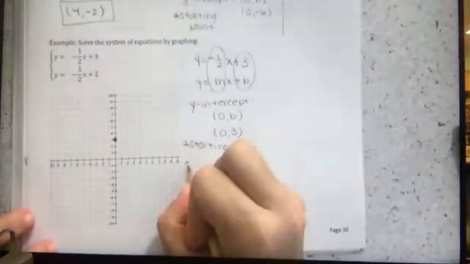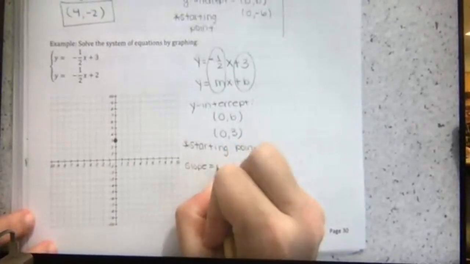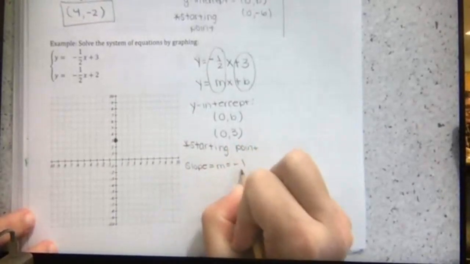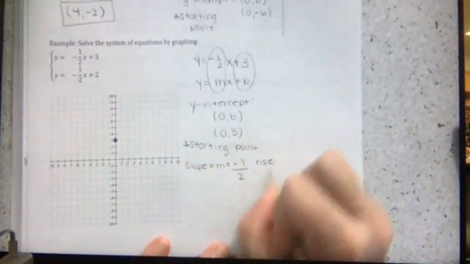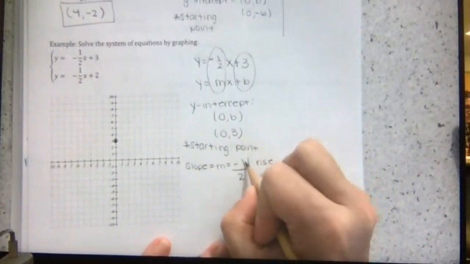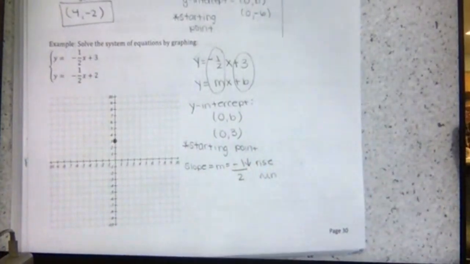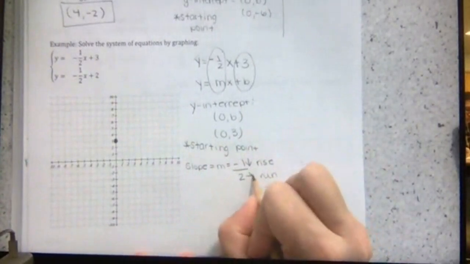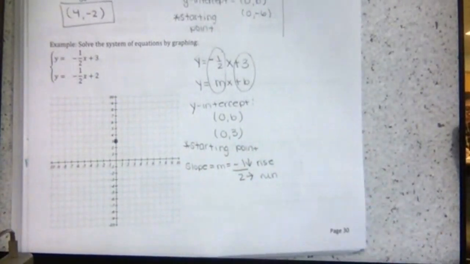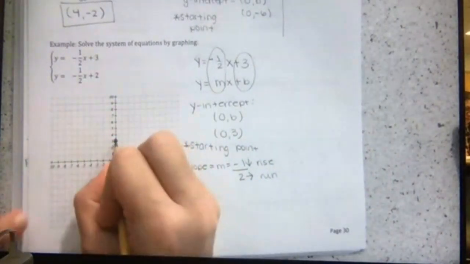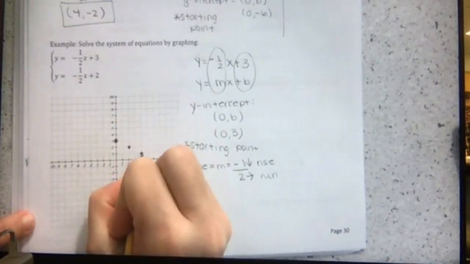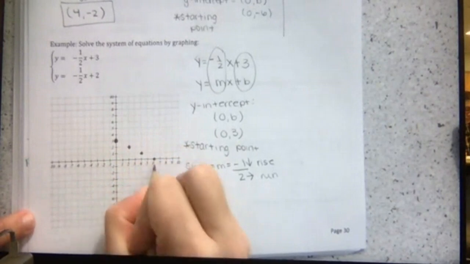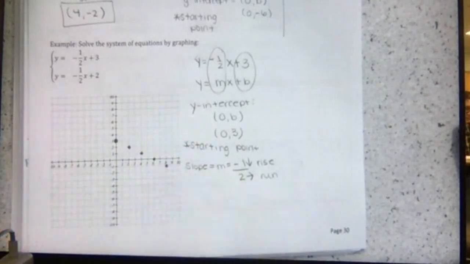And then our slope, which is our m value, is -1/2. I put that negative up top just to help me, because I know slope is rise over run. I'm rising -1, so that means I'm going to go down 1. I'm running +2, so I'm going to go right 2. So from my starting point, from 0, 3, I'm going to go down 1, right 2, and repeat. That's enough.